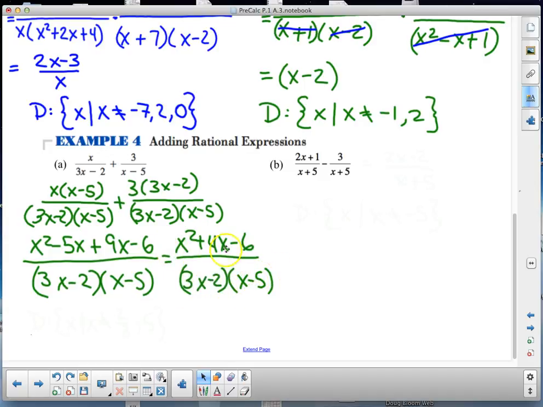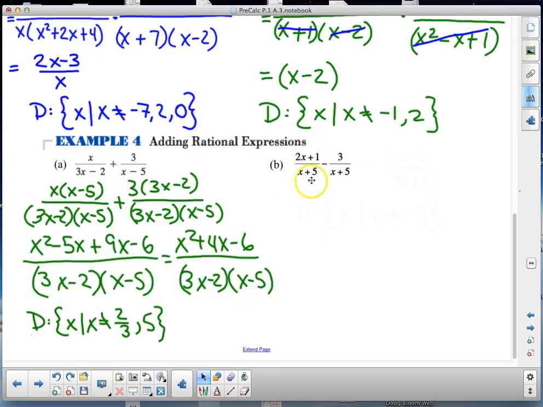And now I look to see, can I factor this out at all? I'm looking for integer factors. Two numbers that multiply to be negative 6, but add to be 4. I got 3 and 2. So this isn't going to be a nice clean integer factorization. So I've just got to solve this. This is my restriction, and this is x can't be 2/3, and x can't be 5.